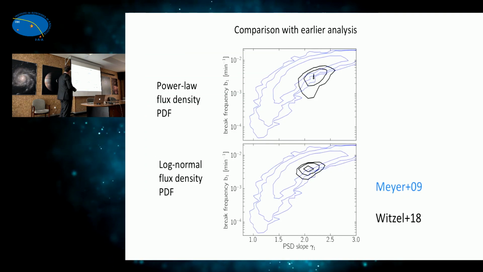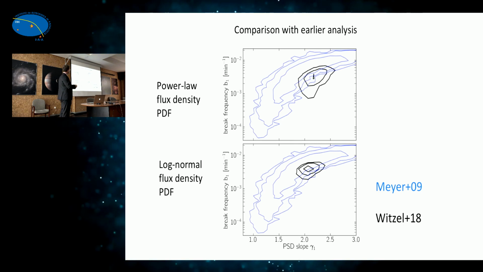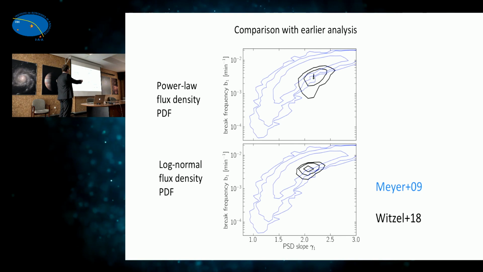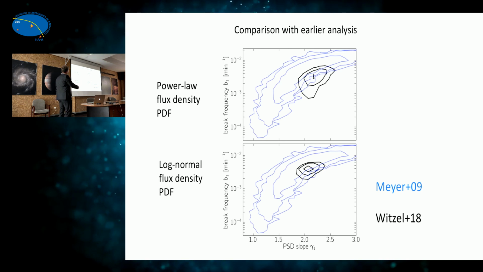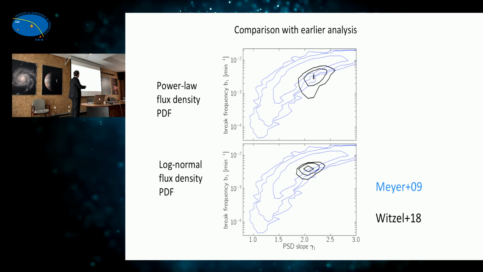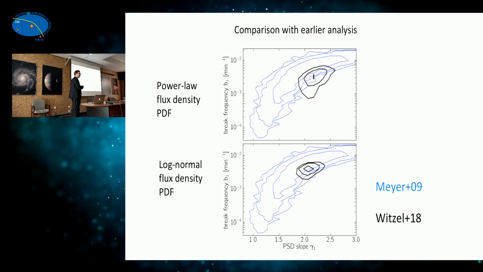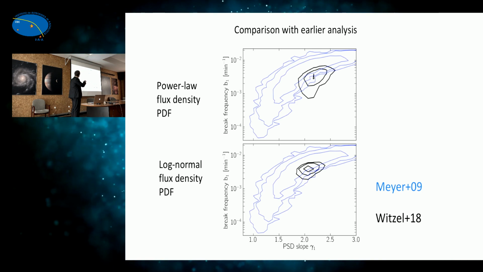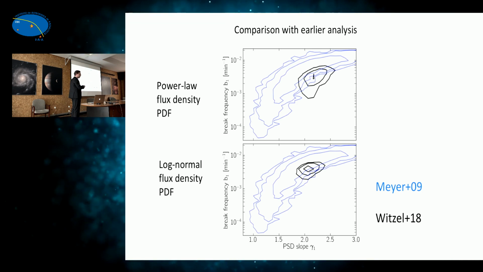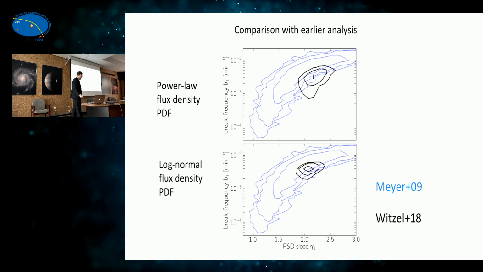So about the timescale. The characteristic timescale had been estimated before, and you see here in blue the contours of the earlier estimation. And now, especially with our log normal modeling, we can estimate this timescale by a factor of 50 better. So you have here PSD slope versus main break time scale, and you see how much more precise we became with Spitzer data and with our better analysis.